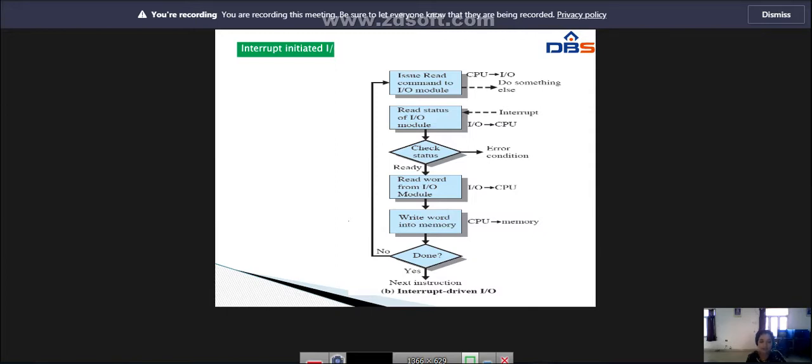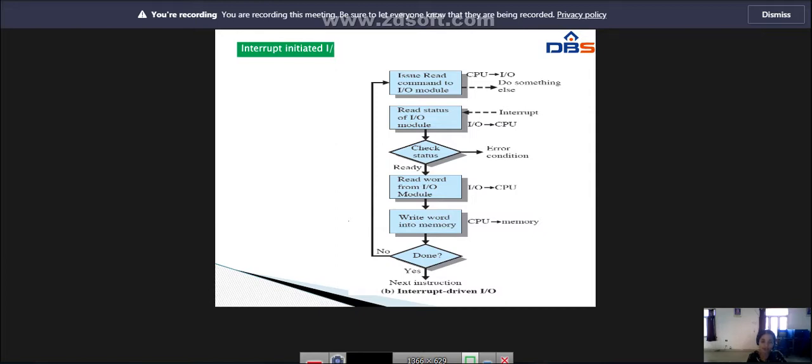signal to the CPU. After this processing is completed, it reads the status of the input output module and checks the status. If the condition is error, it stops here. If it is ready, it moves to read the word from the input output module. After reading the word, it writes the word into the memory. The word goes to the CPU and is then passed to the memory and stored there.